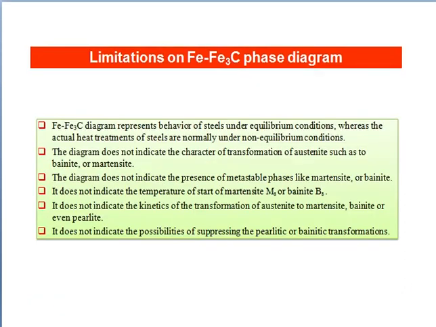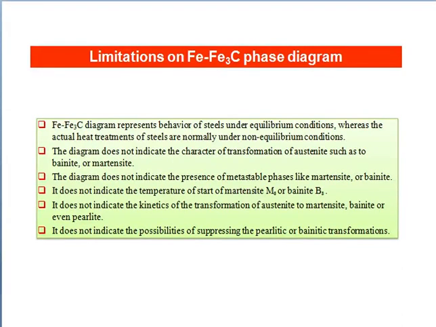Limitations of the iron-iron carbide phase diagram. The iron-iron carbide diagram represents behavior of steels under equilibrium conditions, whereas the actual heat treatments of steels are normally under non-equilibrium conditions. The diagram does not indicate the character of transformation of austenite, such as to bainite or martensite.